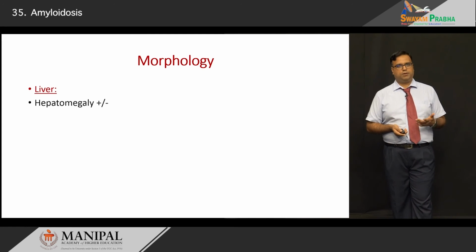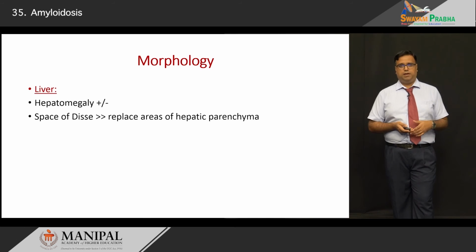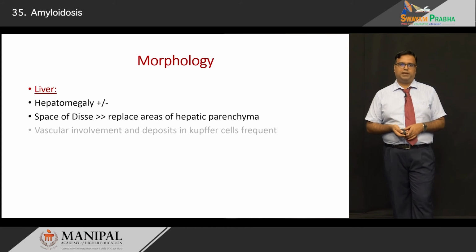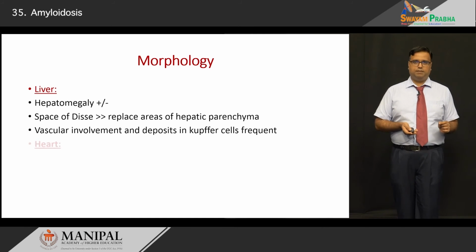In the liver, again, it causes hepatomegaly, sometimes very massive enlargement of the liver. Usually it is the space of Disse where they are involved, and then of course they encroach upon the hepatic parenchyma, resulting in atrophy. Vascular involvement again is a feature there.